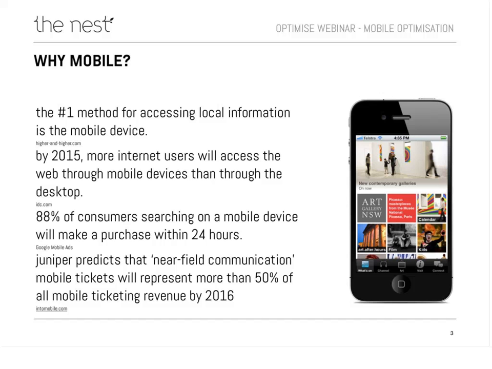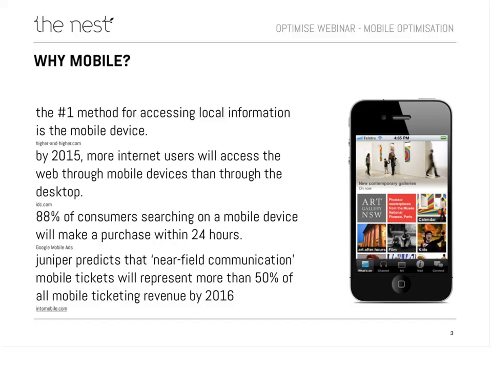Now, we also noticed that during particularly key event days, some of the main public events that happen on the streets, that mobile figure could be as high as 75% in some cases. The next one there shows that about 90% of consumers searching on mobile devices will make a purchase within the next day.